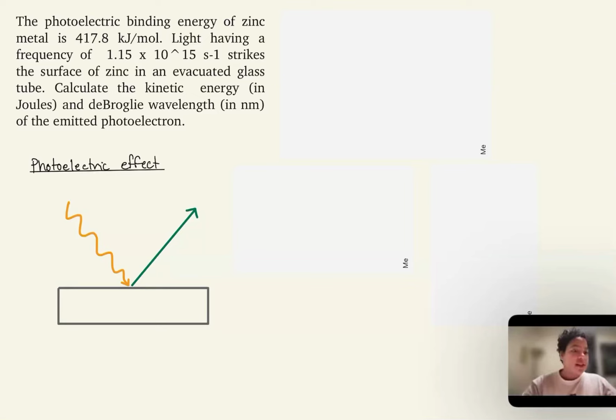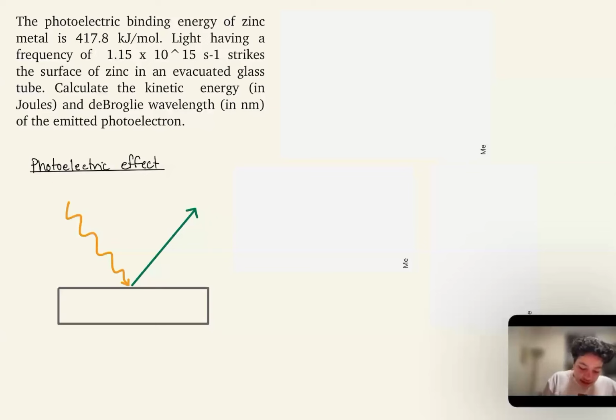Could we all turn and talk to the people at our tables to try and label this generic graph of the photoelectric effect? Okay, so thank you for talking. That's awesome. Can I hear what this orange arrow is, please?